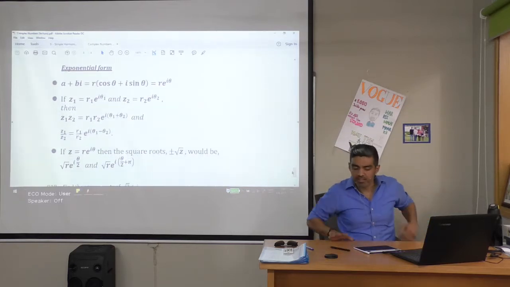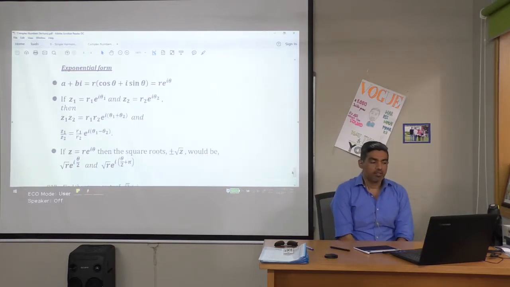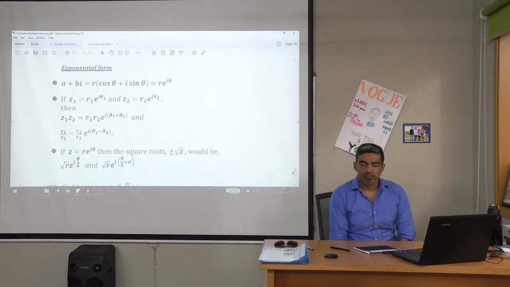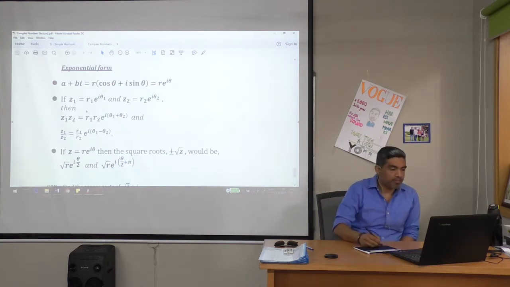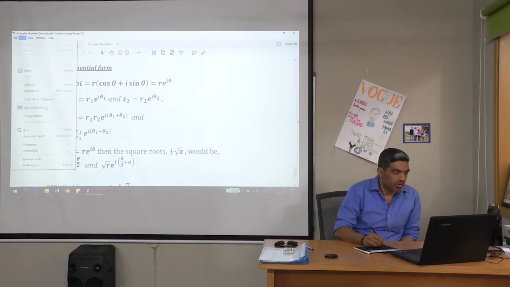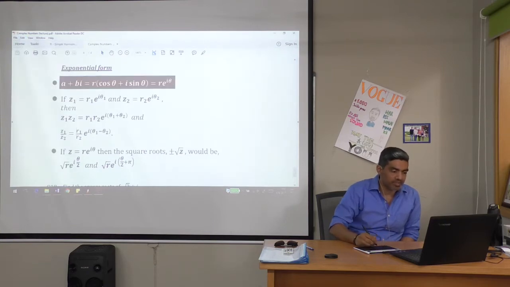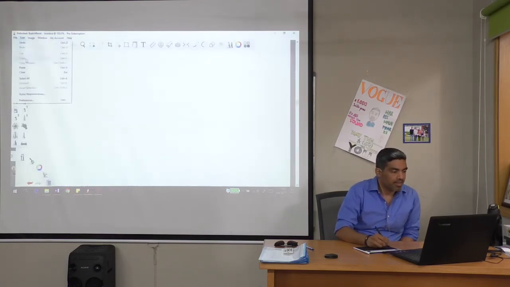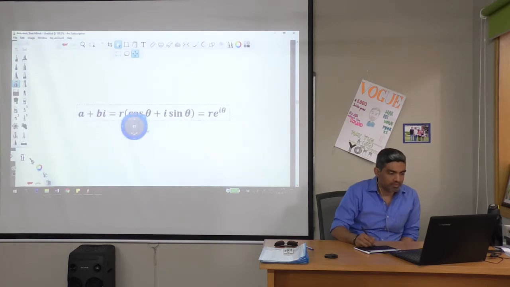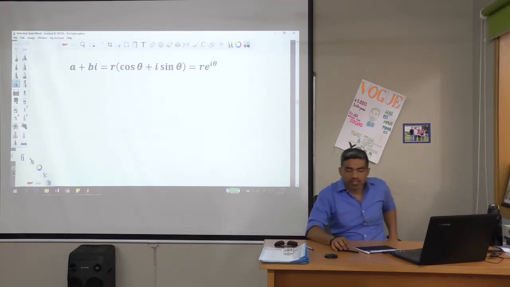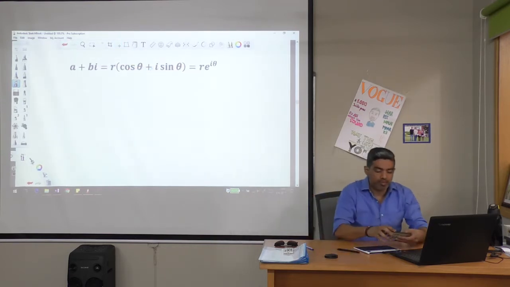Okay, so we are discussing the exponential form. Basically we've come down to the fact that a complex number can be expressed in three forms. These are the three forms. We've already done two of them.